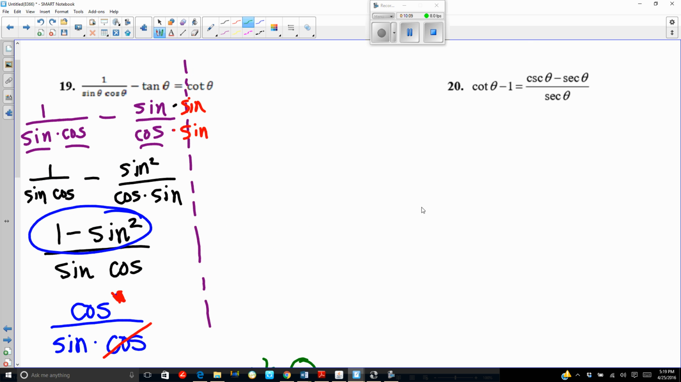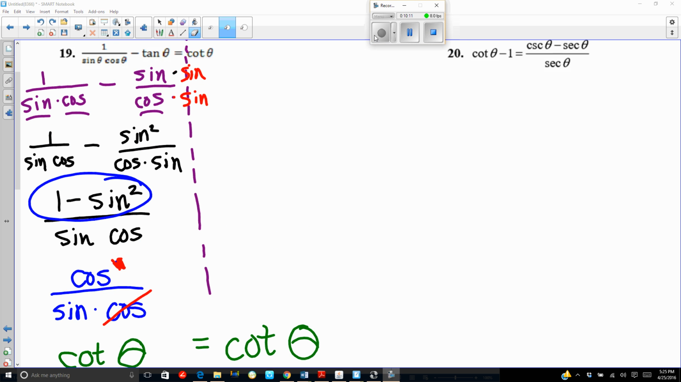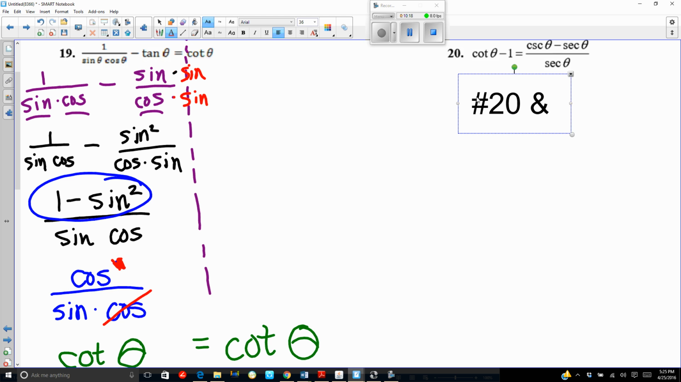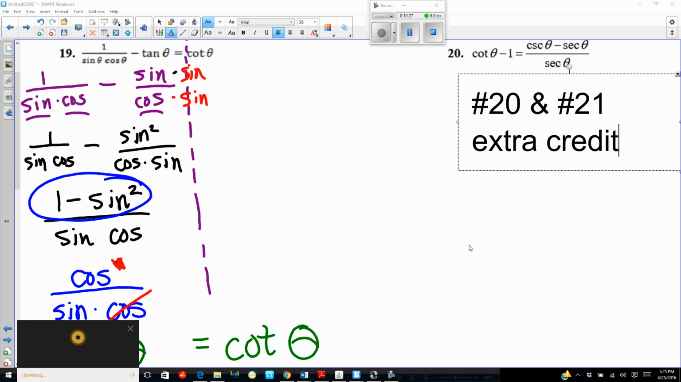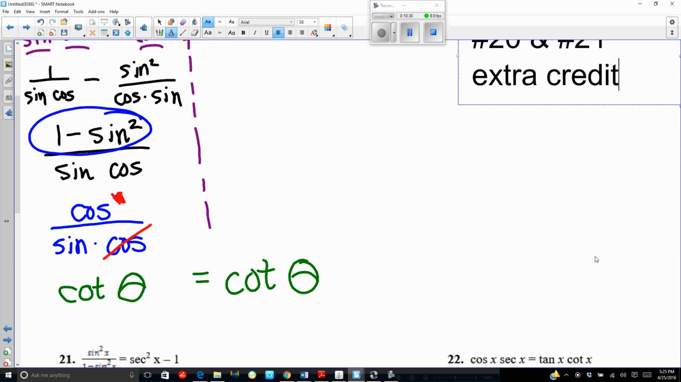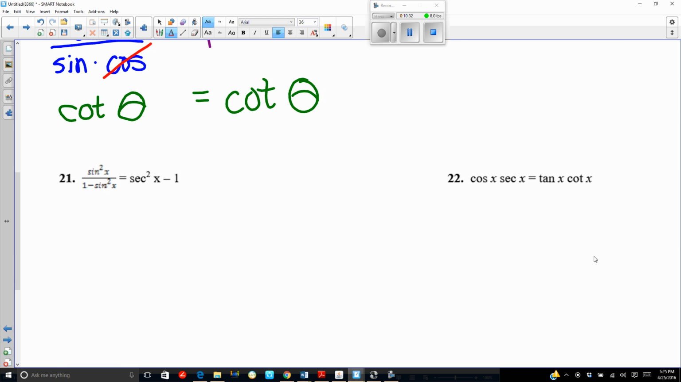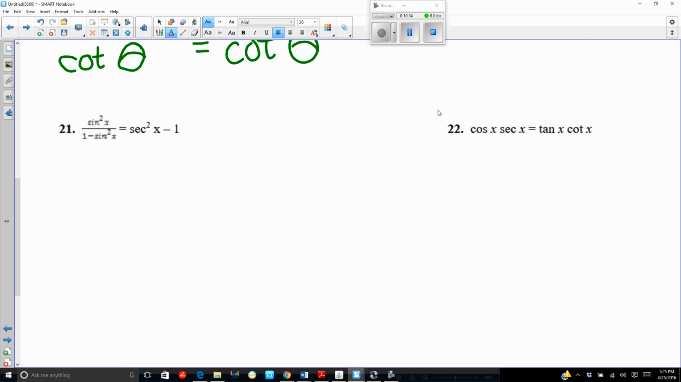Number 20. I'm going to make number 20 and number 21 extra credit. And then we'll finish with number 22. All right, last but not least, number 22.